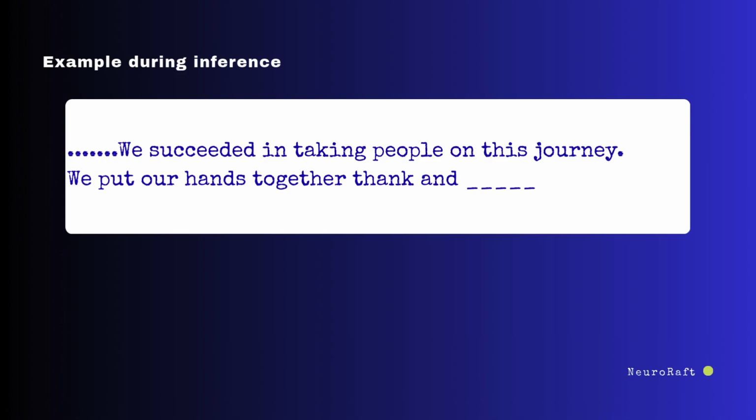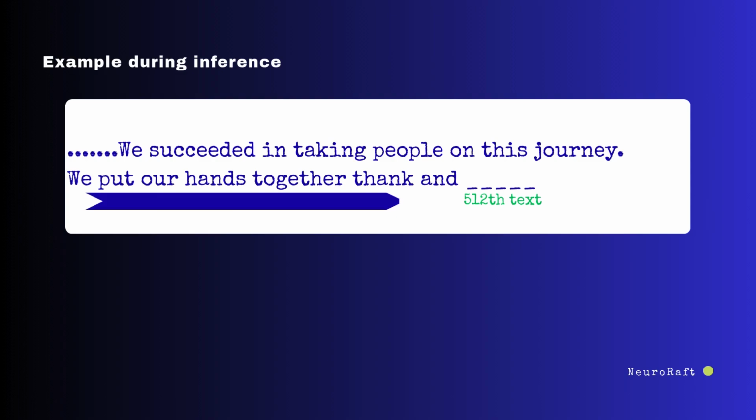Imagine our model has already generated 511 tokens in a conversation. Now, it needs to predict the 512th token. Without the KV cache, the model would have to recompute the key and value vectors for all 511 of the previous tokens, and then compute them for the new 512th token, and do that for every single step. That's an enormous amount of redundant calculation.